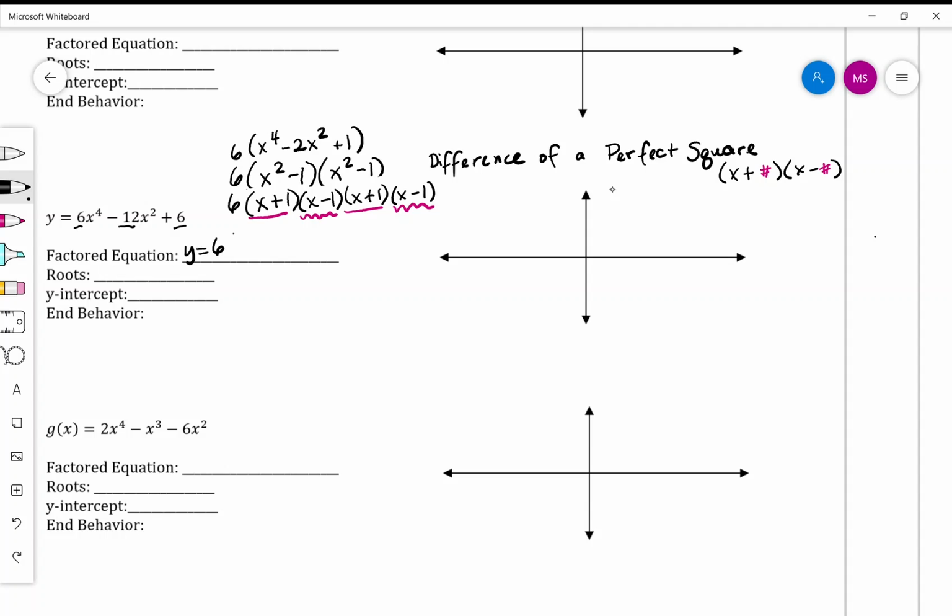So y equals 6, again, it's just coming along for the ride. X plus 1 times x plus 1 is x plus 1 squared. X minus 1 times x minus 1 is x minus 1 squared. All right, so that's your factored form equation. Your roots, you just take each one and set it equal to 0.